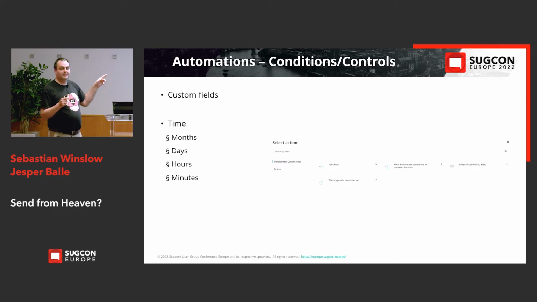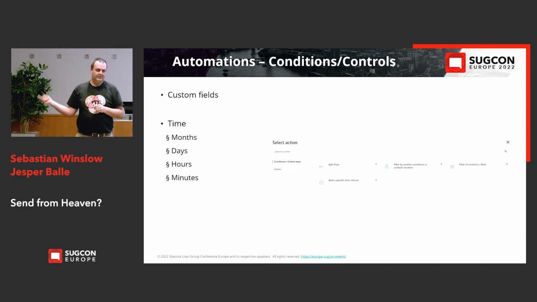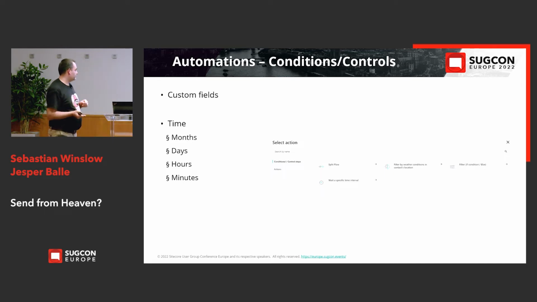The first one is a split flow, so that's one where you can choose X percentages go in this direction in the flow, and X percentages go in that direction in the flow. The next one is wait for a specific time interval. That's in minutes, hours, days, or months that you will have to put a value. And the value you put will keep whomever has reached that point in your automation flow there for that specified amount of time.